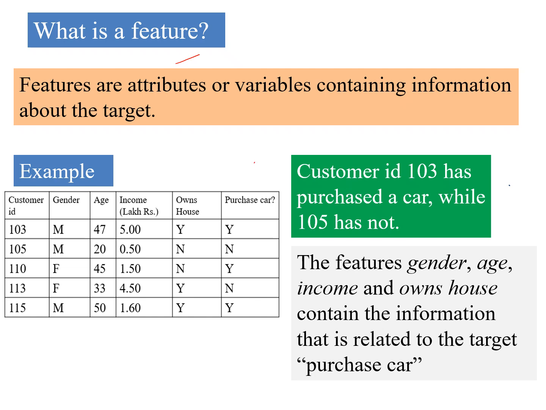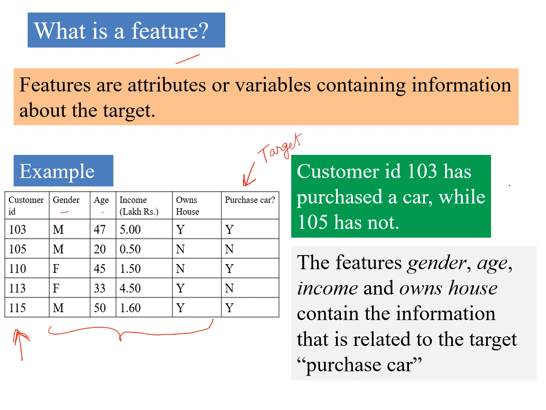So, in this example, we can see that we have certain columns. The first one, since it is an ID, is just an identifier column. Then we have this last one, which gives us information about whether a customer has purchased a car or not. So this is the target variable or feature. And the others, the gender, age, income, and owns house.